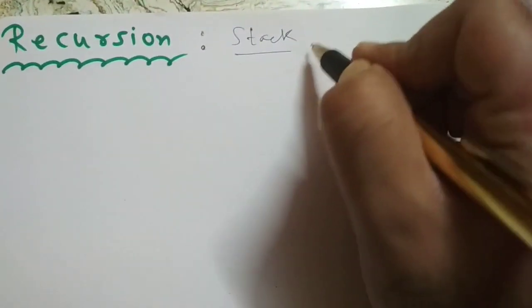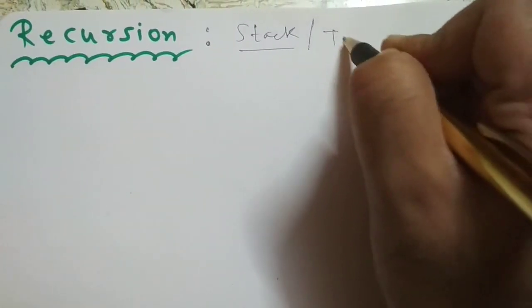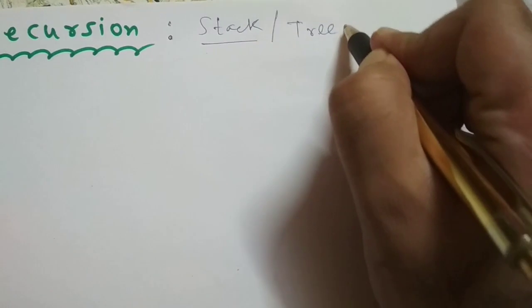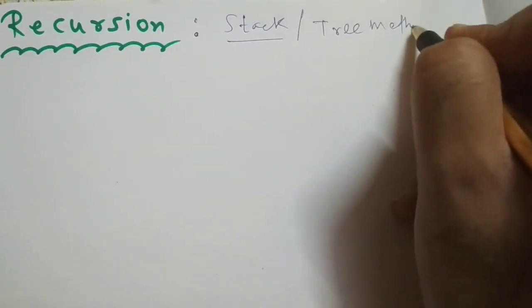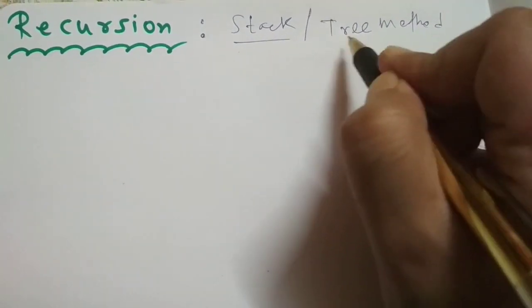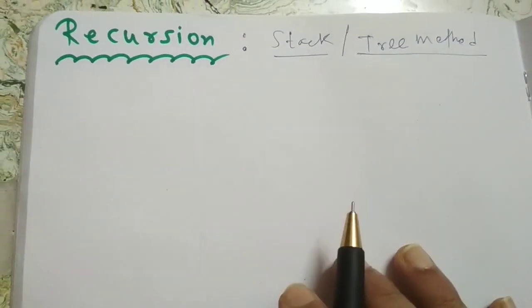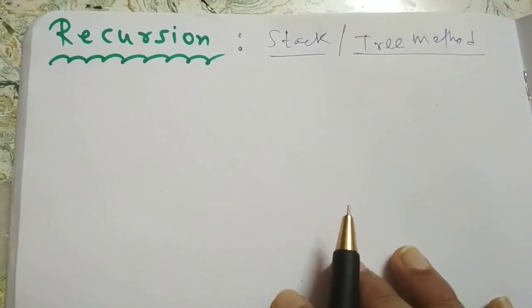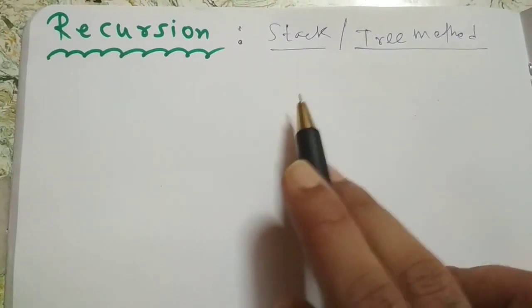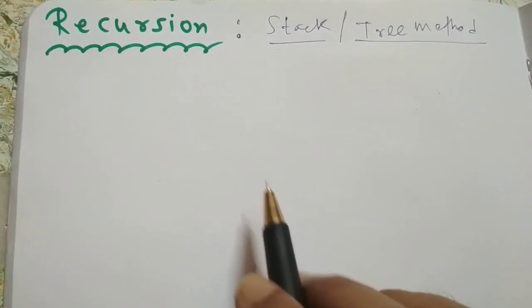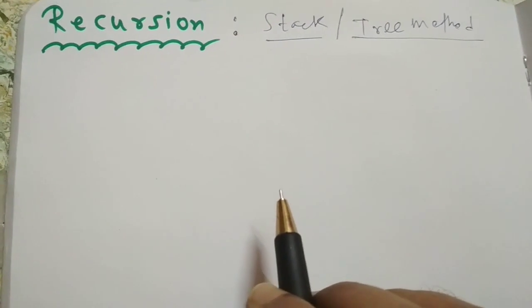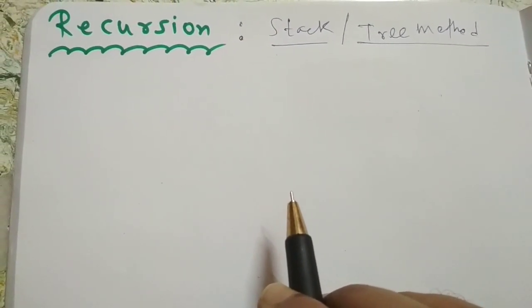An alternative approach is known as a tree method. So we'll be seeing both these techniques in this video. I'll be taking up examples and showing you how you can use both these methods to find the output of a recursive function. But before that, just keep one thing in mind.